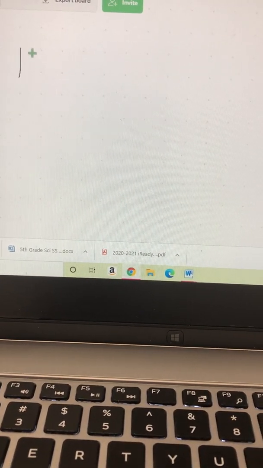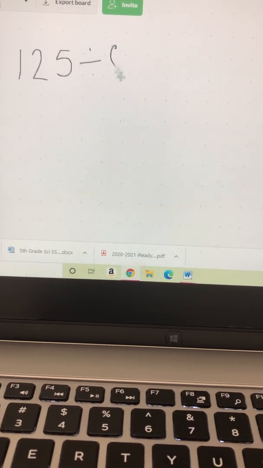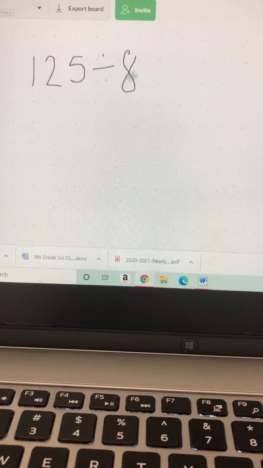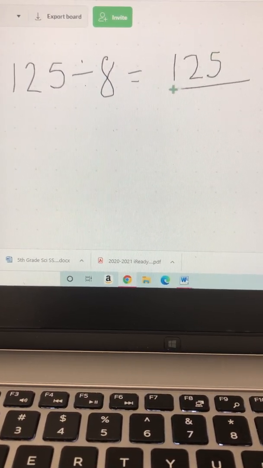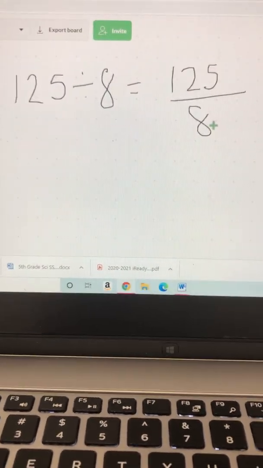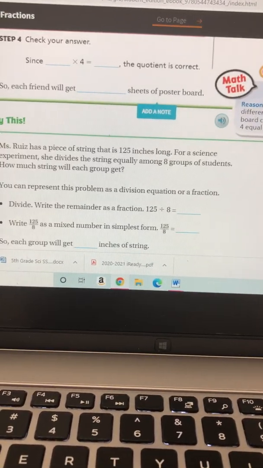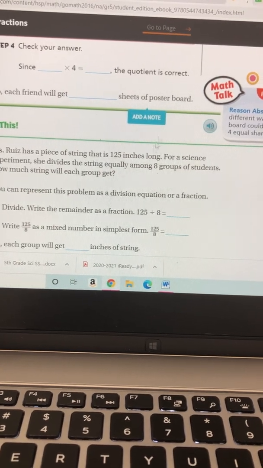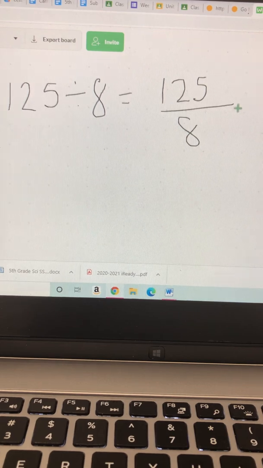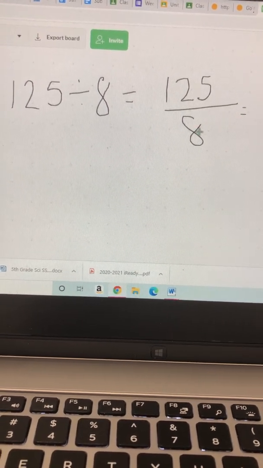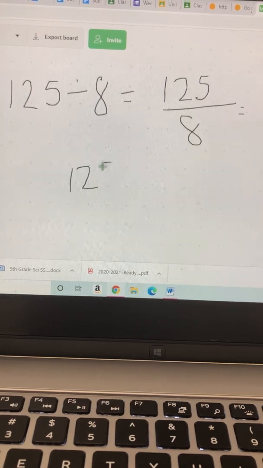That piece of string is 125 divided by 8 among the 8 students. Or we can write it like this, 125 over 8. It's obviously an improper fraction because 125 is ginormous. I got my numbers right, okay. So we're gonna divide it, correct? And ask ourselves, how many times can 8 go into 125? And we'll divide that here.